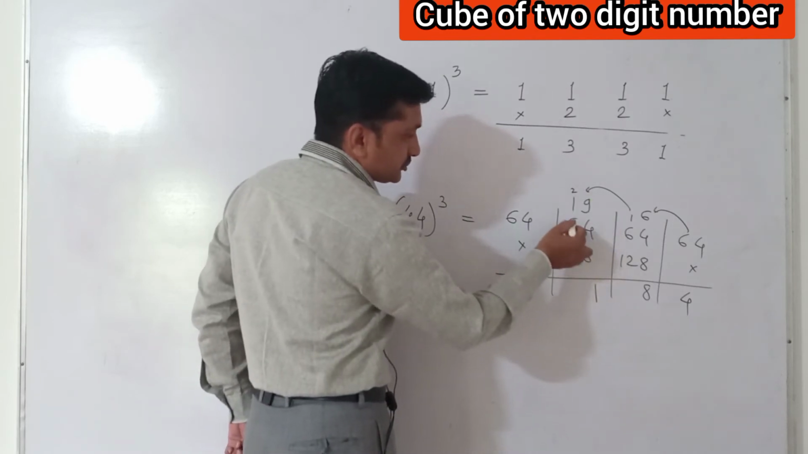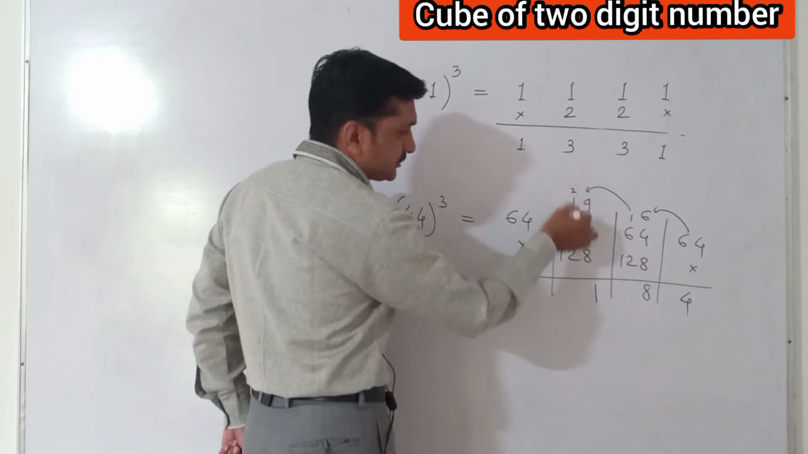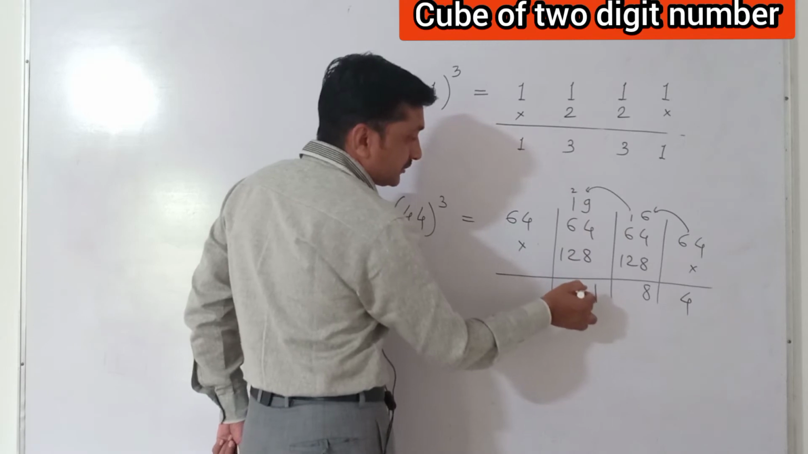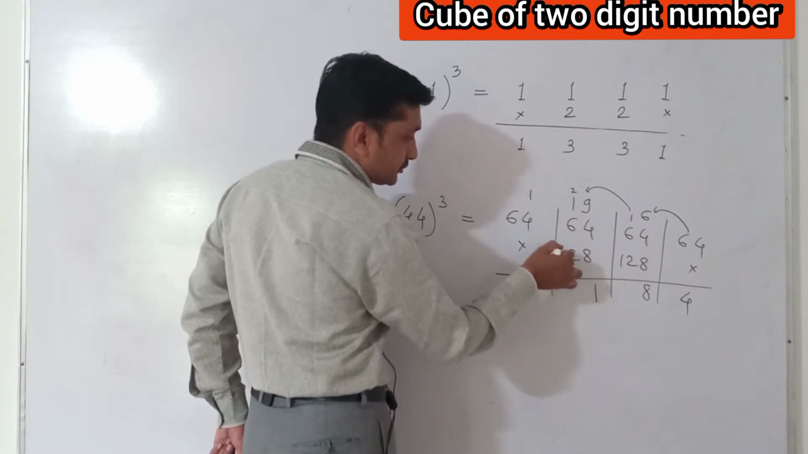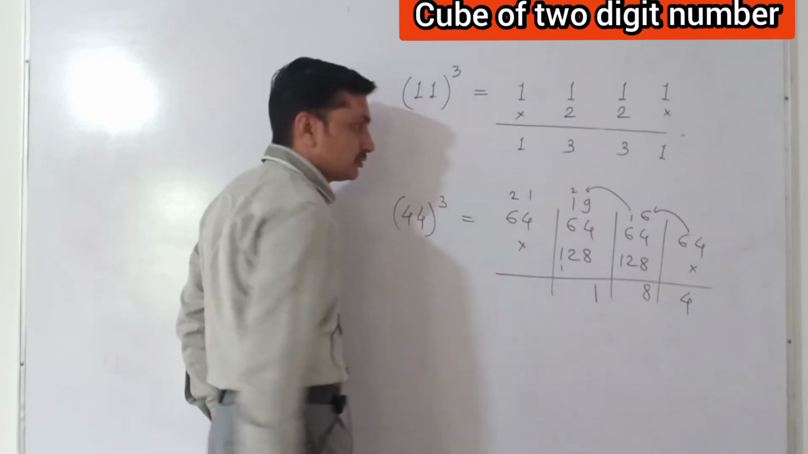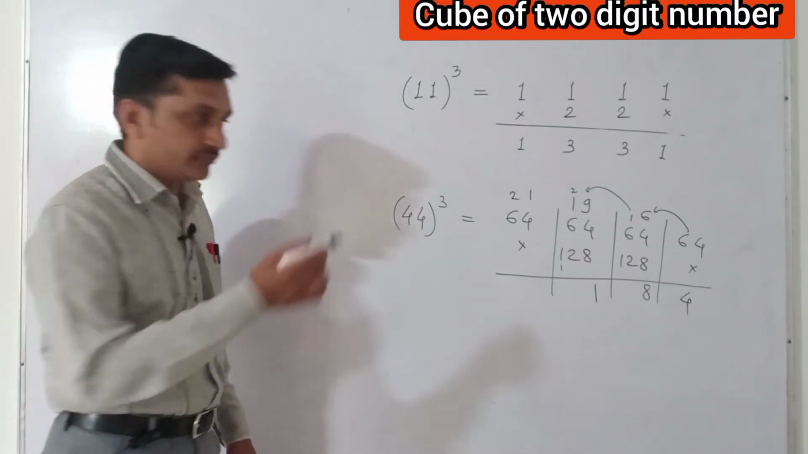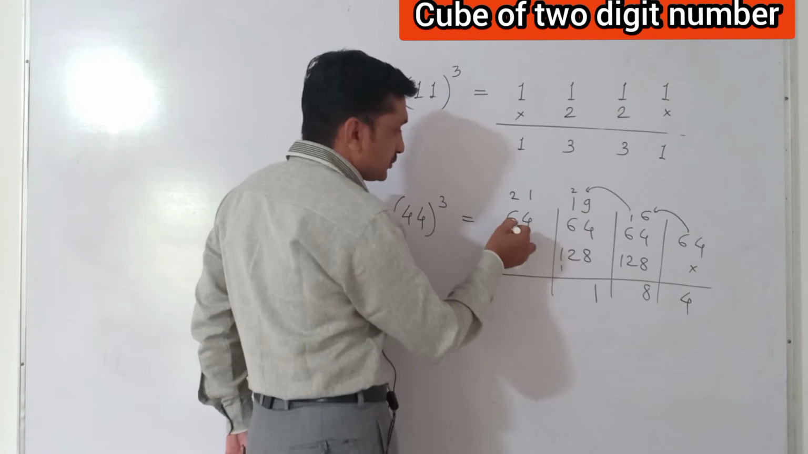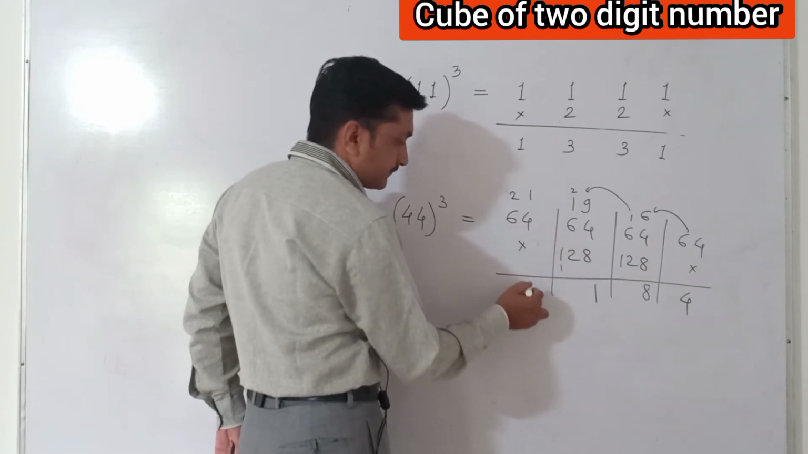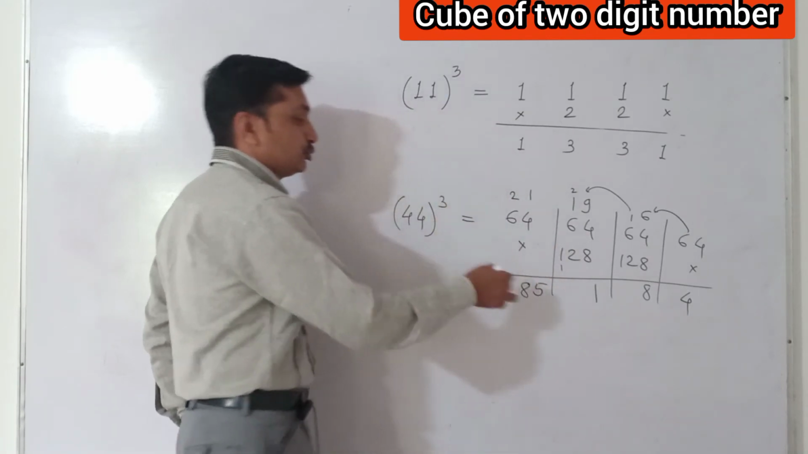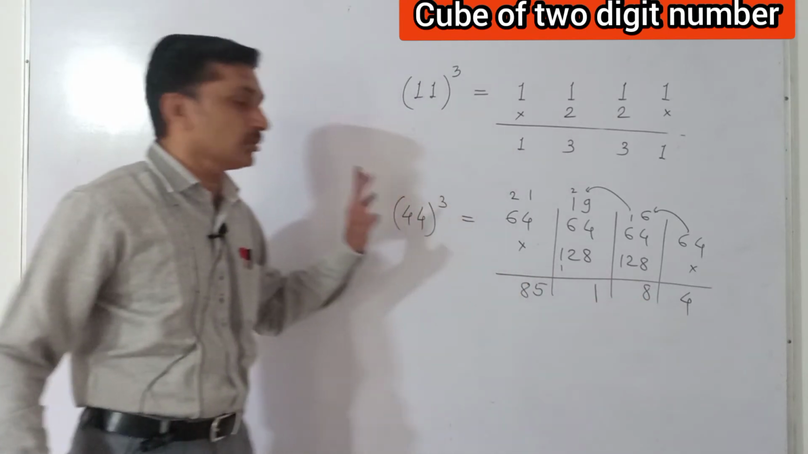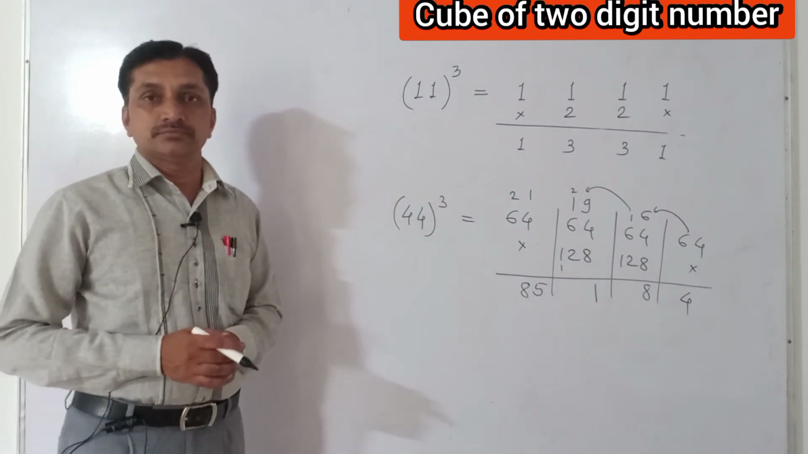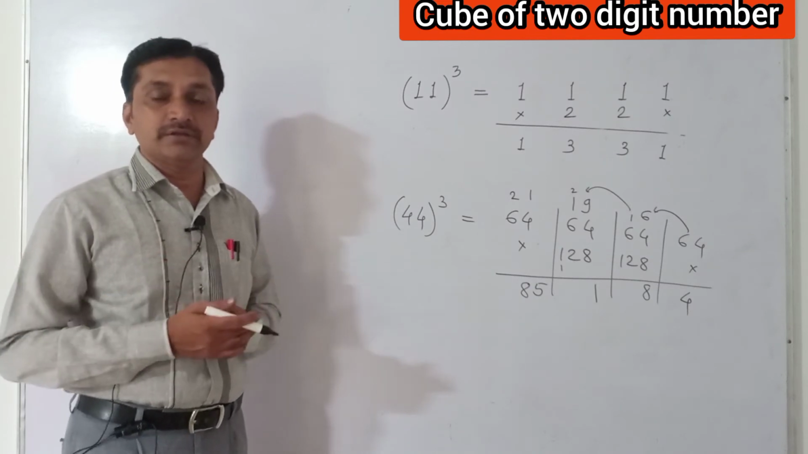Addition here now: 6 plus 2, 8, 9, 10, 11. 1 will come here again, here this 2, 21. 21 will come here, and last addition now, 85, and it is the cube. 85,184 is the cube of 44. We can find the cube directly.